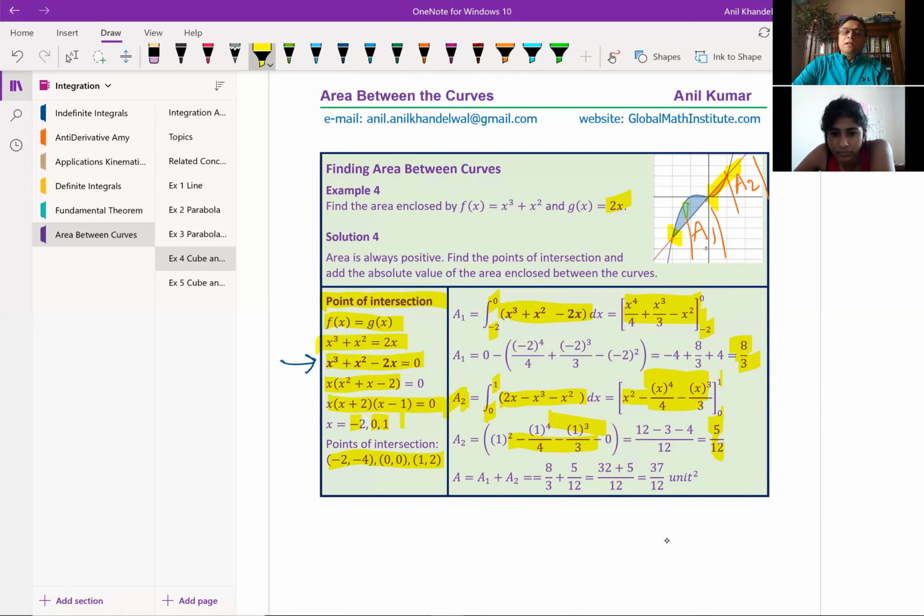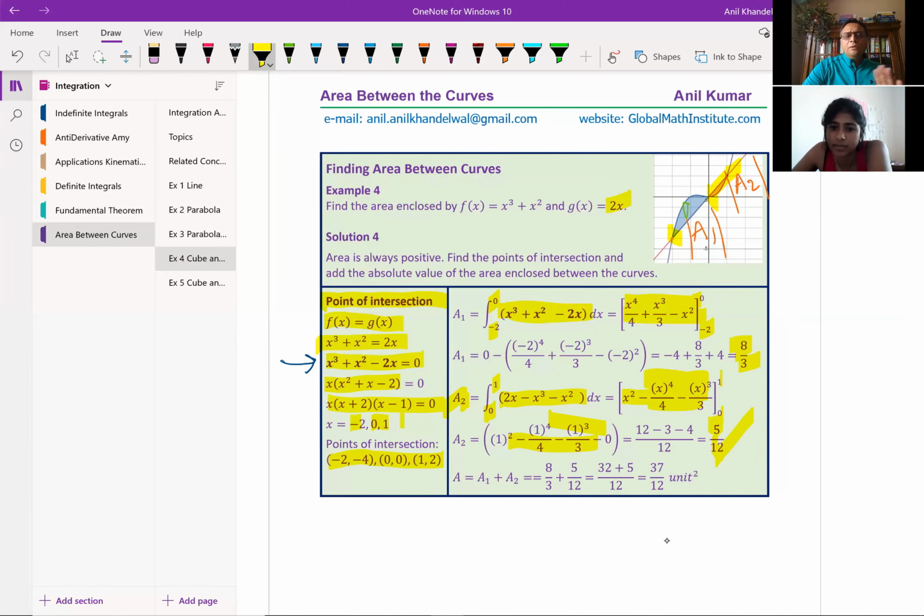Perfect. So what I did was switch the function. I made it minus. Do you remember this x cubed minus 2x? I rewrote this as 2x minus x cubed minus x squared. I kind of flipped it, but it was not required. In the first case, I did f of x minus g of x. In the second case, I did g of x minus f of x, just to get a positive value. Is that clear to you?